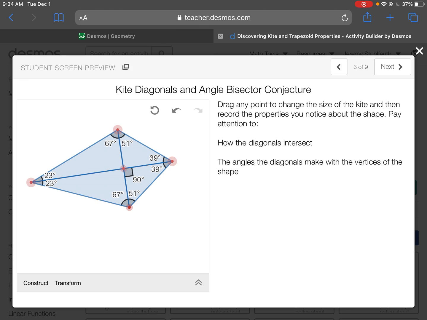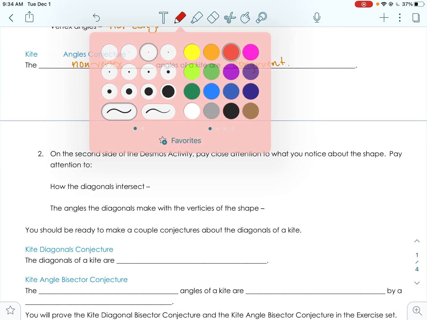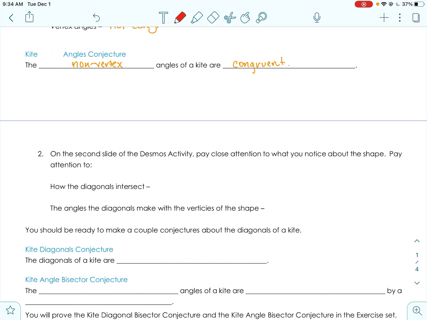So if we jump back over here to our notes, how do the diagonals intersect? What you should have noticed is that the diagonals intersect at 90 degrees. If two lines intersect at 90 degrees, what's that mean? That means that they are perpendicular.